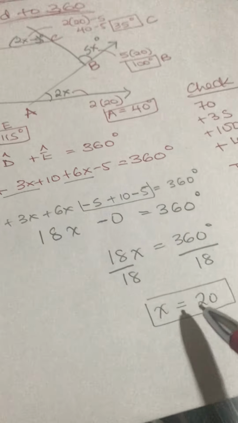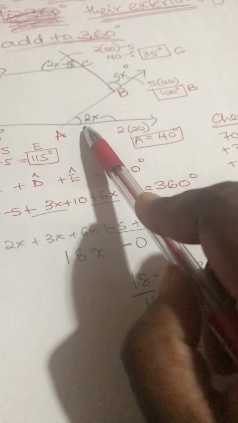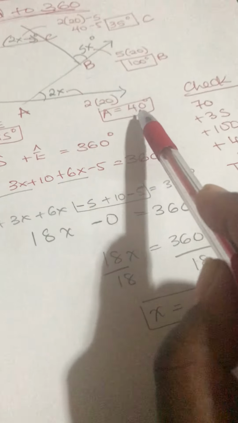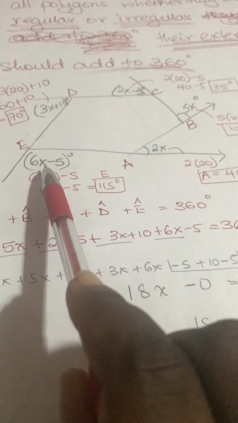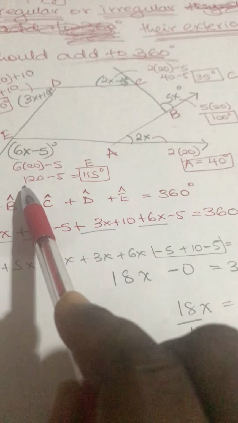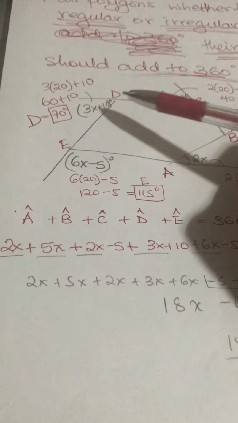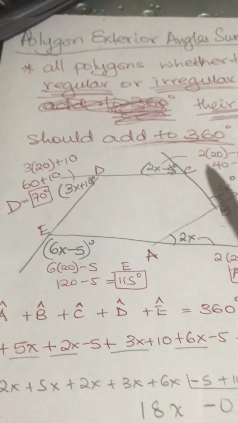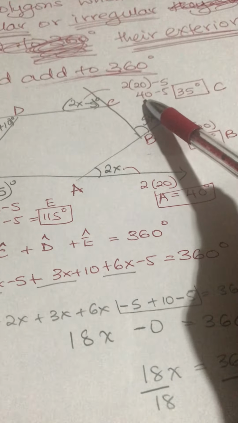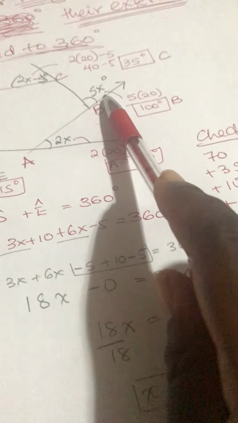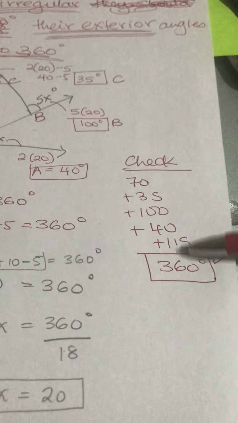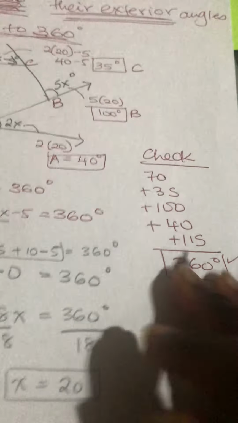Now I need to check. No, first, before I checked, I found each angle. 2x means 2 times x. What is my x? 20. 2 times 20, 40. Like that. I did 6 times 20 minus 5. 120 minus 5, 115. 3 times 20, 60, plus 10, 70. Here, 2 times 20, 40 minus 5, 35. 5 times 20 is 100. Then I checked. 70, 35, 100, like that. I got 360. I knew my work was correct.